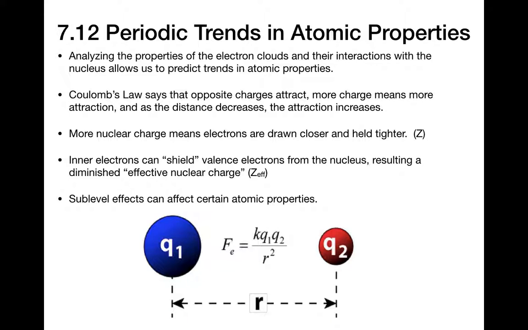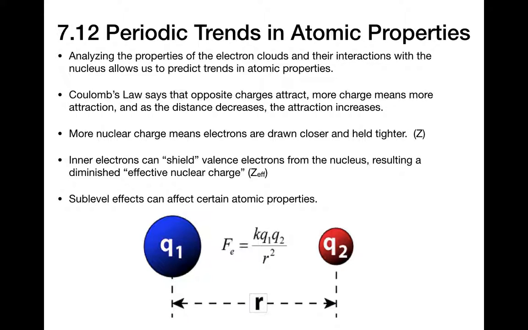Periodic trends in atomic properties can be predicted by analyzing the properties of the electron clouds, how they interact with the nucleus, and how the clouds interact with each other. So if you can reason out the electron clouds and their interactions with the nucleus and with the other portions of the cloud, in other words, the other sublevels, then you can generally get a handle on why atoms have the properties that they do.